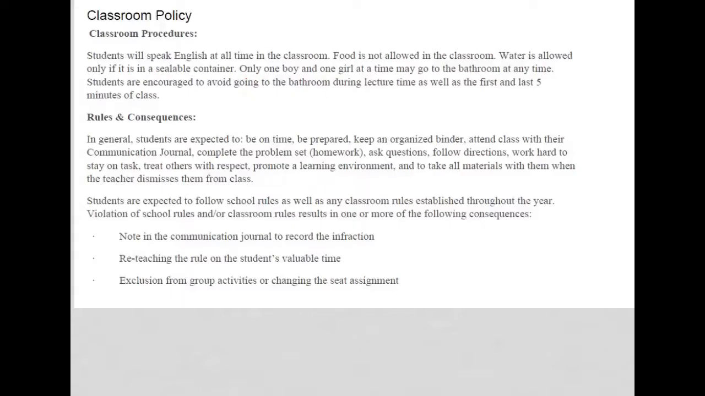Bathroom, only 1 boy and 1 girl at a time. Oops, I'm keeping it messy. 1 boy and 1 girl at a time may go to the bathroom, okay? And in addition, you're encouraged to avoid going to the bathroom during lecture time as well as the first and last 5 minutes of class.